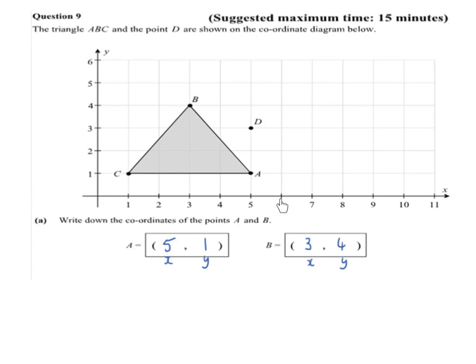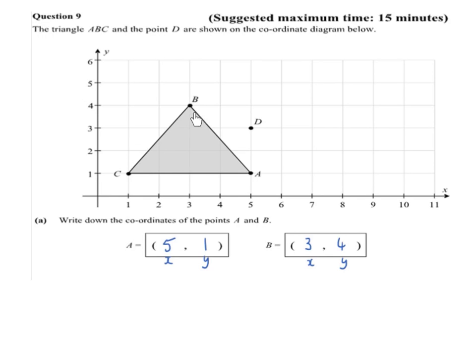So on the x-axis, the A matches up with 5. So 5 is going to be the first number in our coordinate. So it's going to be 5, comma something. And then the second number matches up with the y-axis. So this is our y-axis, our vertical axis. And we can see that the point A matches up with 1 on the y-axis. So 1 is our second number. So our x value is 5, the A matches up with 5 on the x-axis, and our y value is 1, the A matches up with 1 on our y-axis. So A is equal to (5, 1).